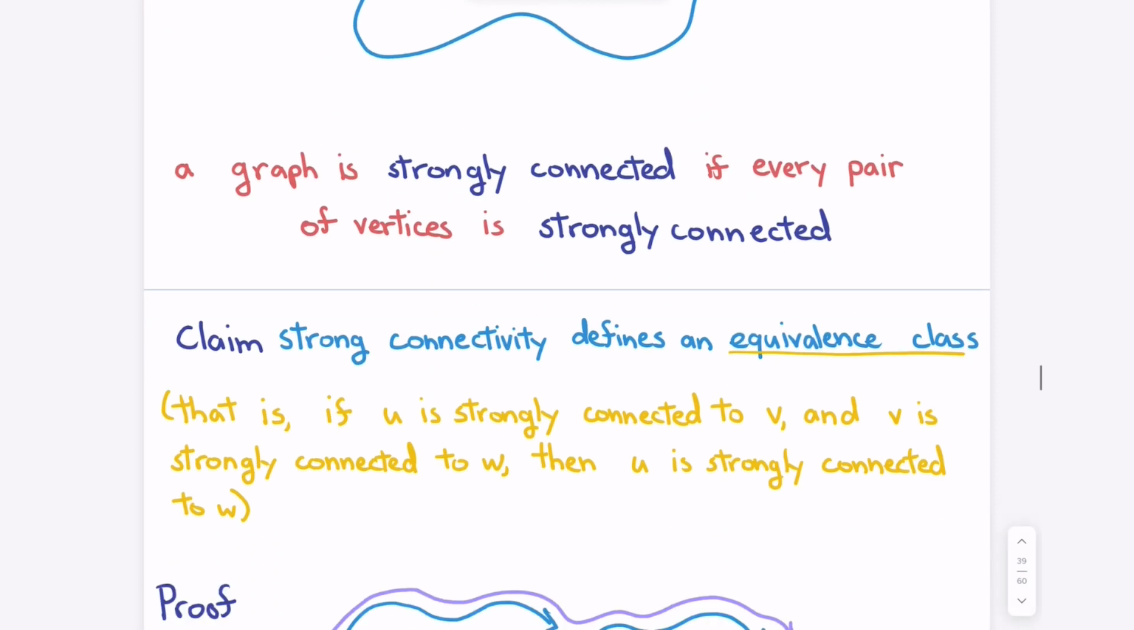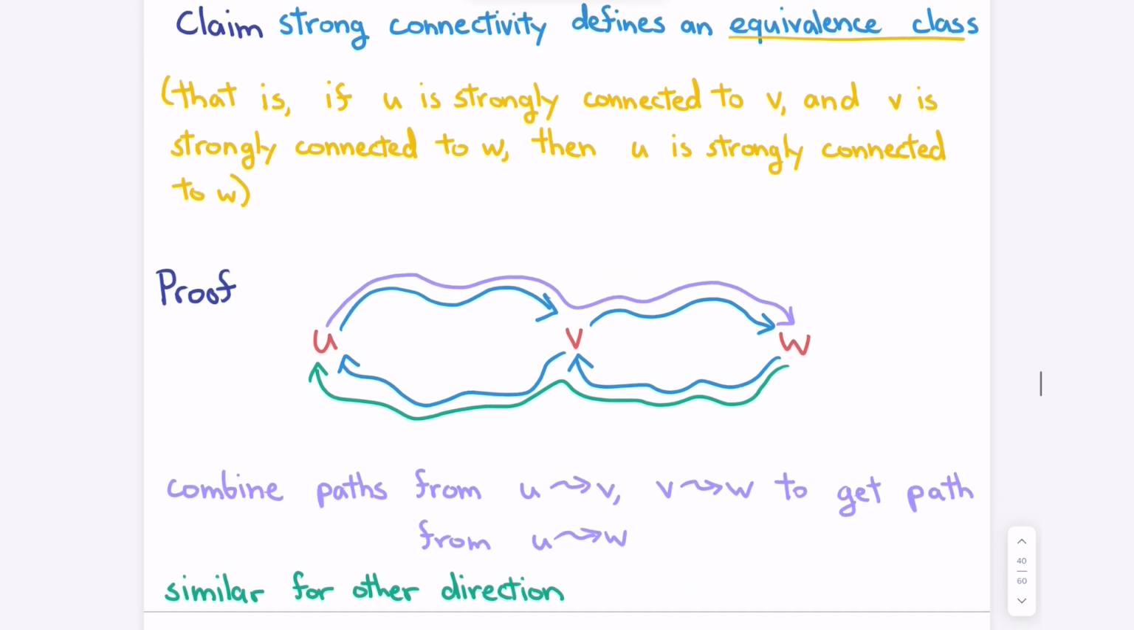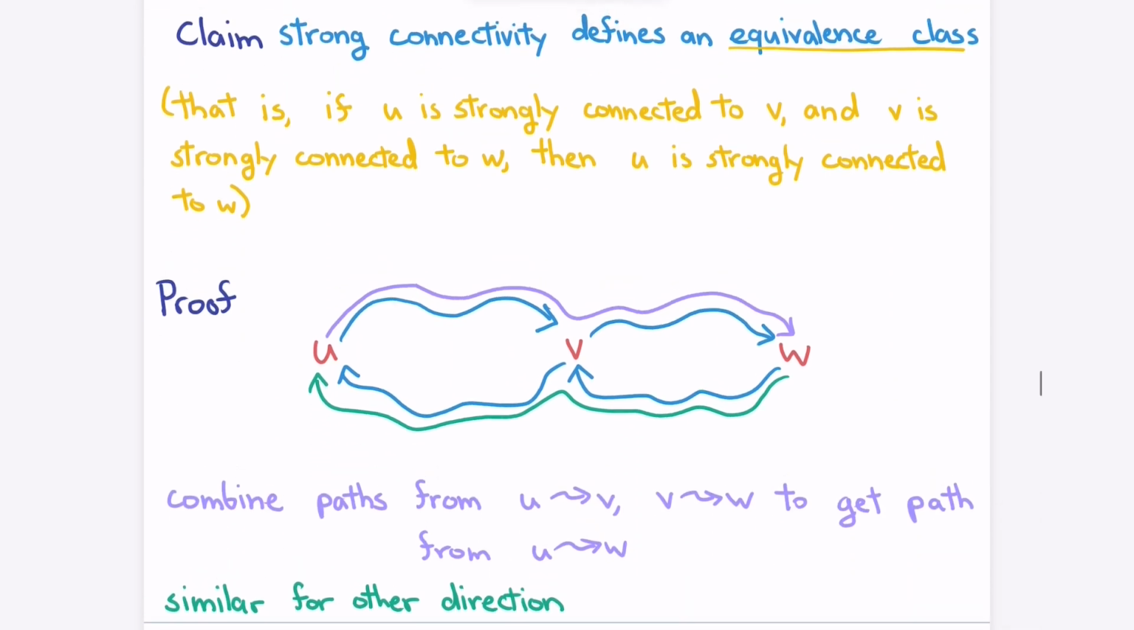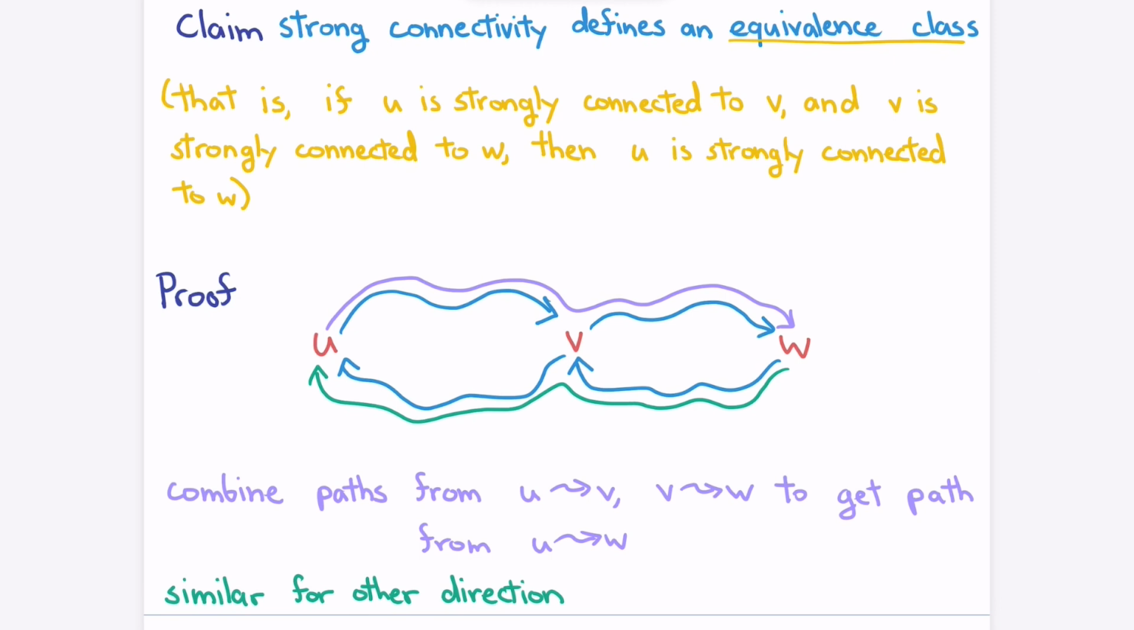So strong connectivity defines an equivalence class. So the rules of an equivalence class are like, okay, if A is strongly connected to B, then B is also strongly connected to A. It's symmetric, okay? And it's also transitive. So if U is strongly connected to V, so I can go back, and V is strongly connected to W, so I can go back, then U is strongly connected to W because I can go from U to V to W, and meanwhile I can go from W to V to U.